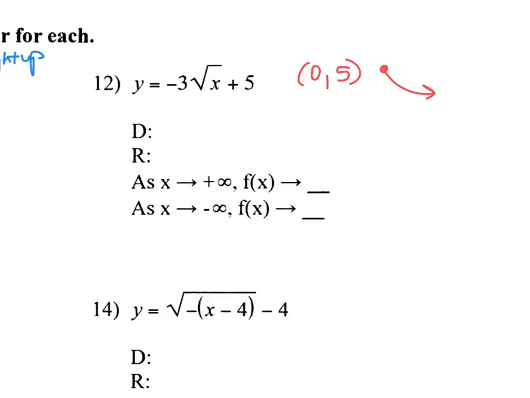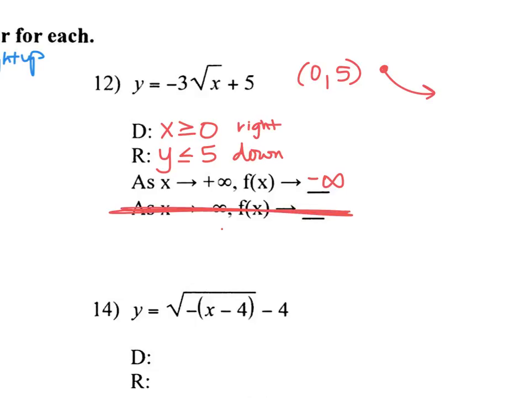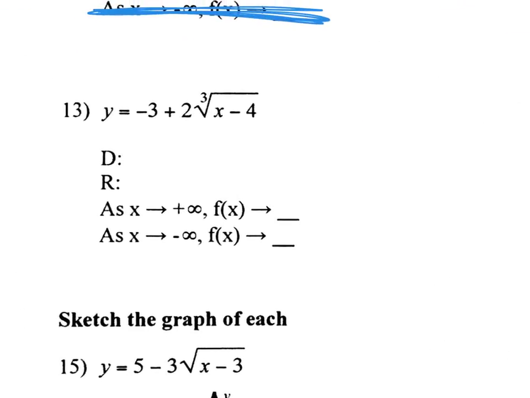So now that we see what that graph looks like, domain is x is still greater than or equal to 0 because I'm going to the right. Range is y is less than or equal to 5 because this time I'm going down. And then as we go to positive infinity, we just said we're going down, so that's negative. And there is no negative infinity because this graph is not going to the left, so that's irrelevant.